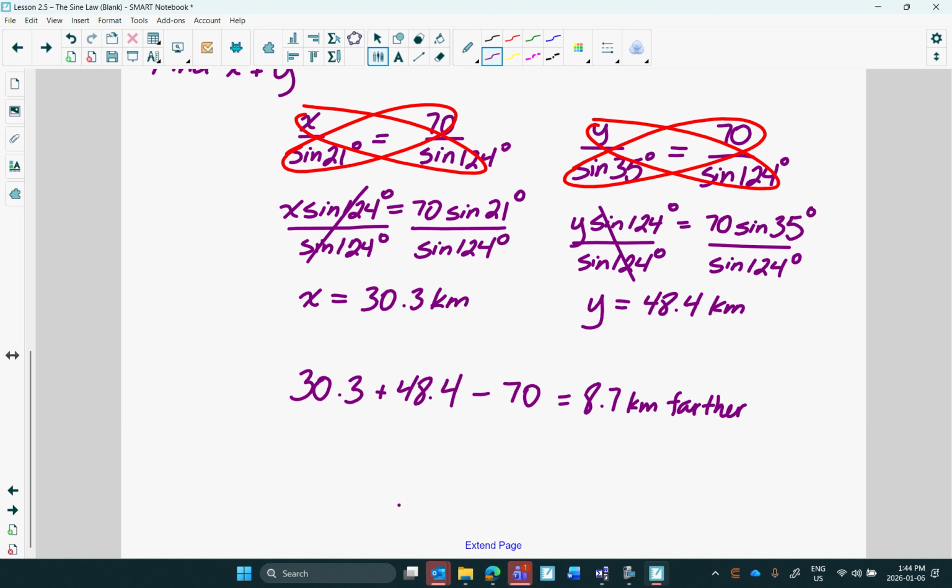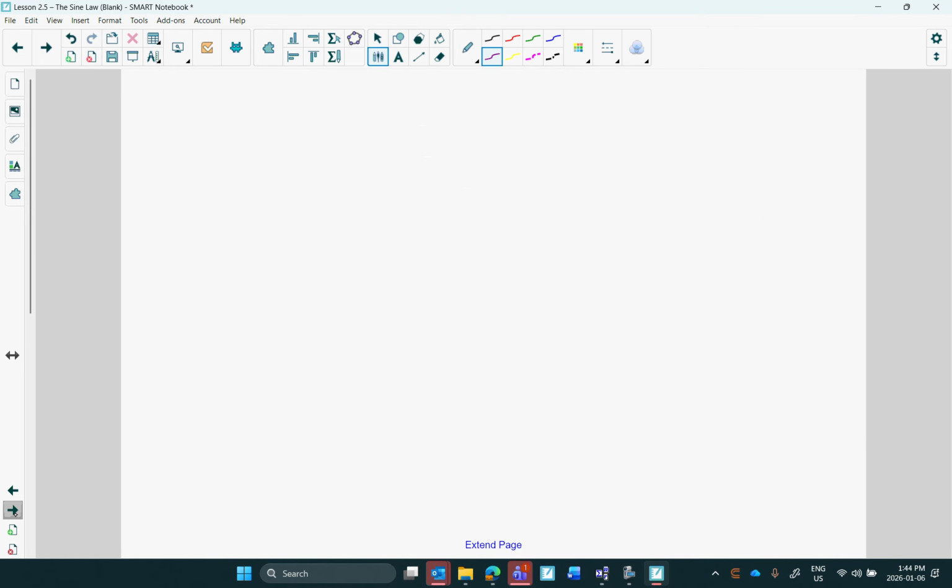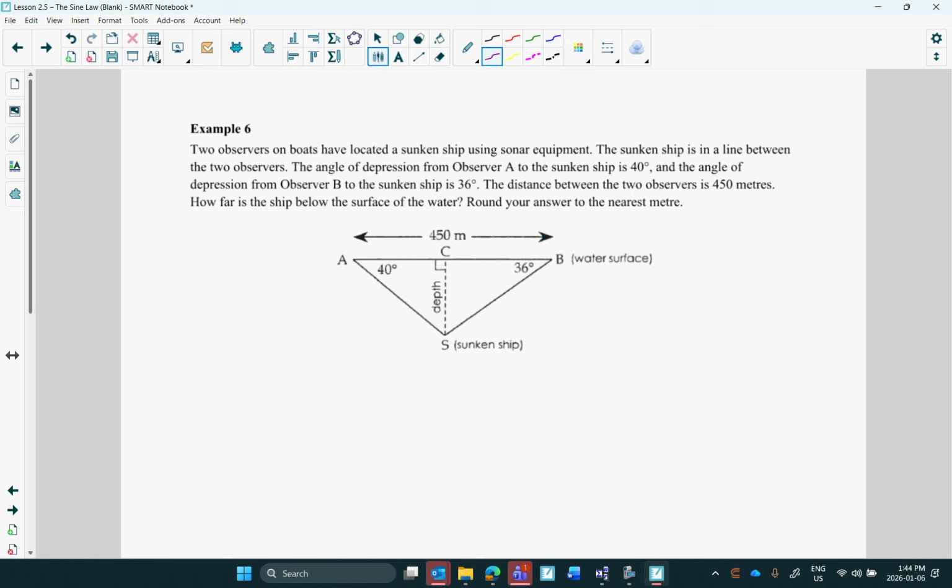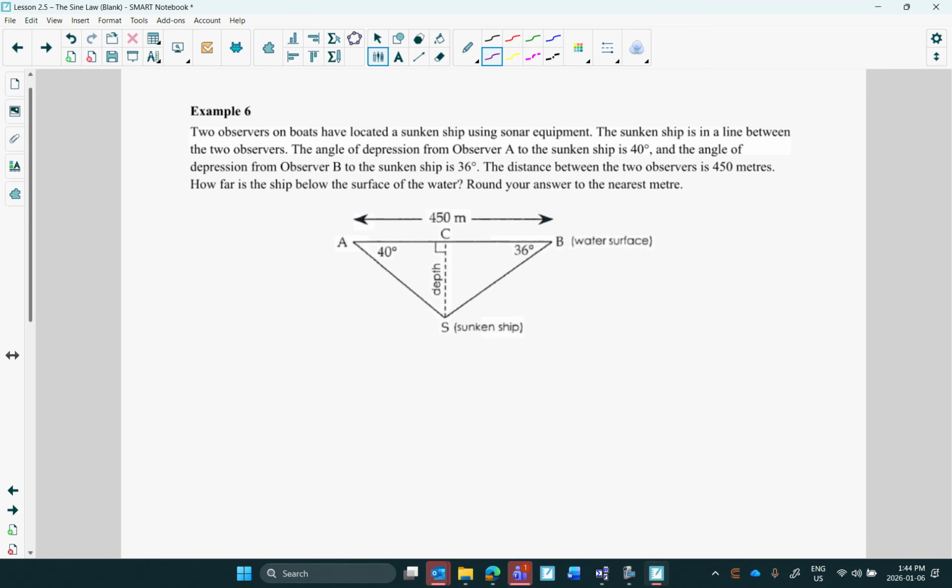And we'll look at one last example that's more of a word problem. This one here. So we've got two observers on boats. So these are the different boats. Observer A is on this boat. Observer B is on that boat.